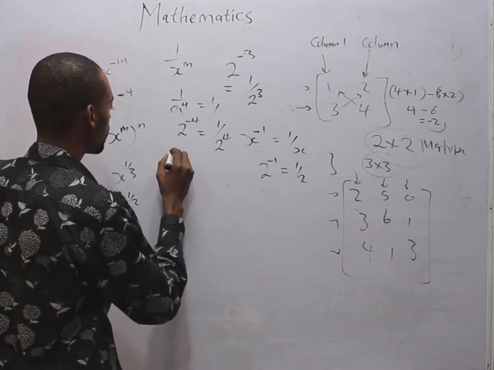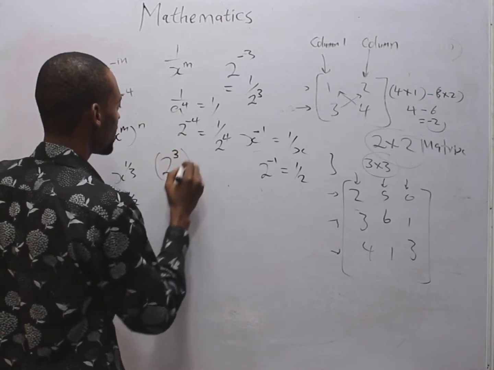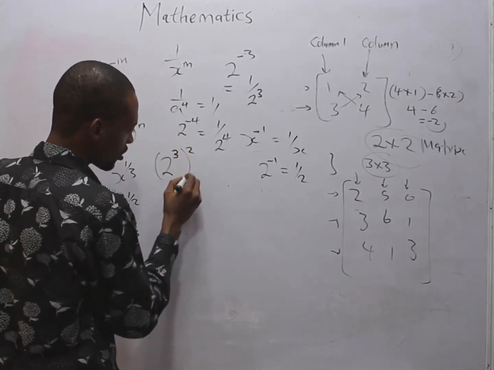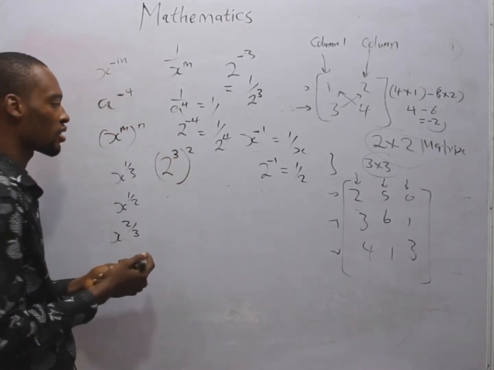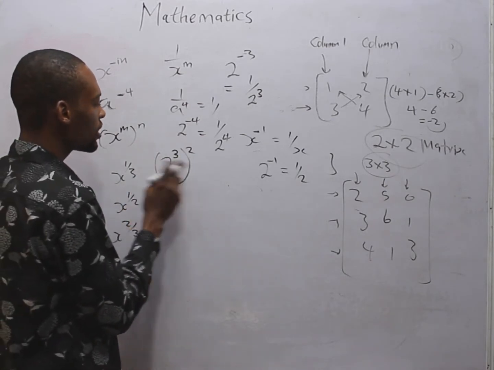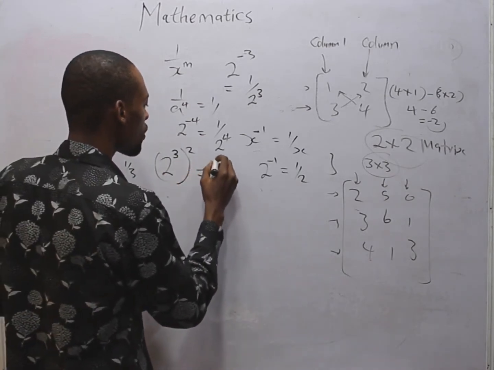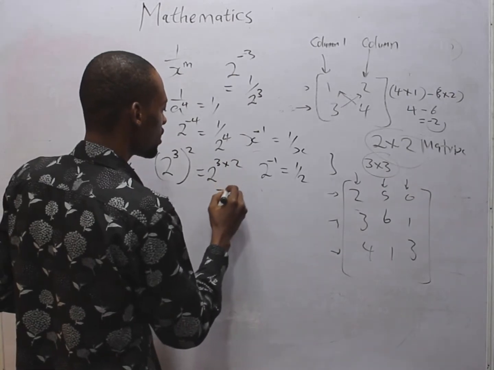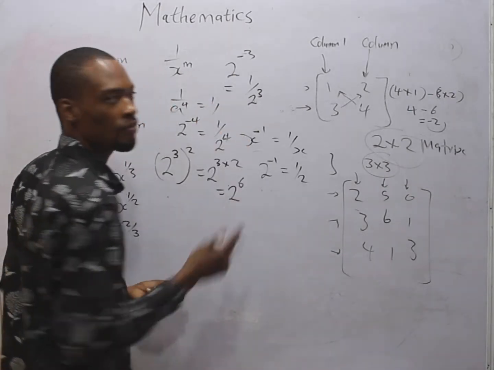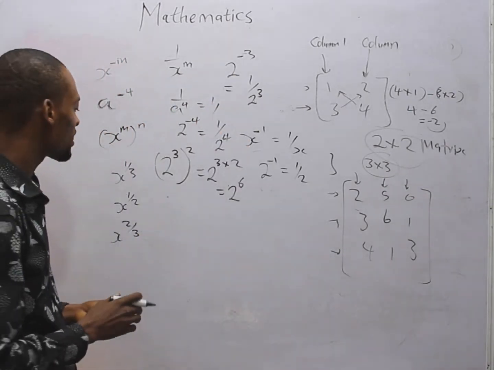Let's say you have 2, and this is 3, and here is 2. You can simply multiply the powers and leave the base. This is the same thing as 2 raised to the power of 3 times 2. That is 2 raised to the power of 6. You can do that. It's permitted.